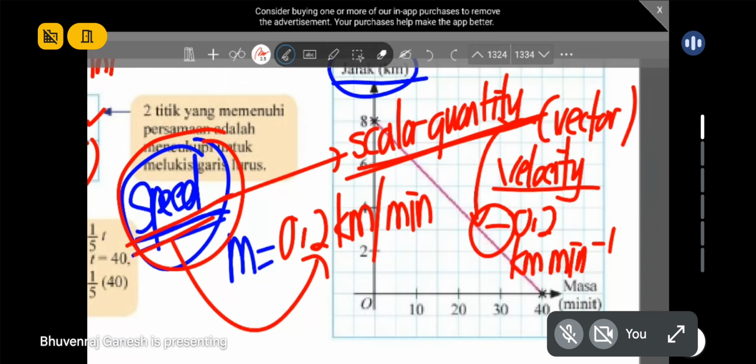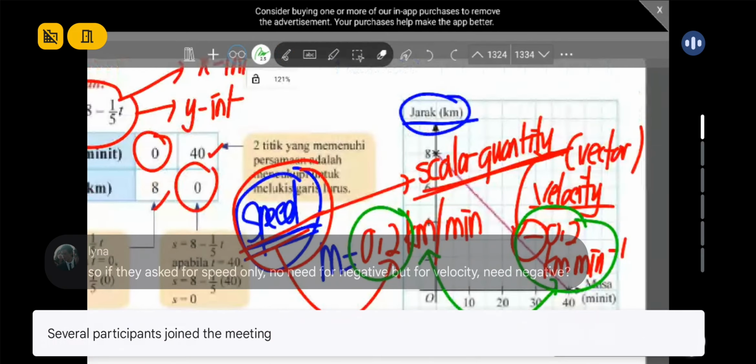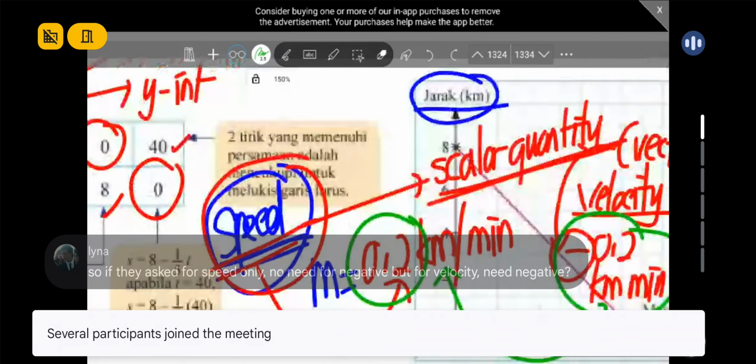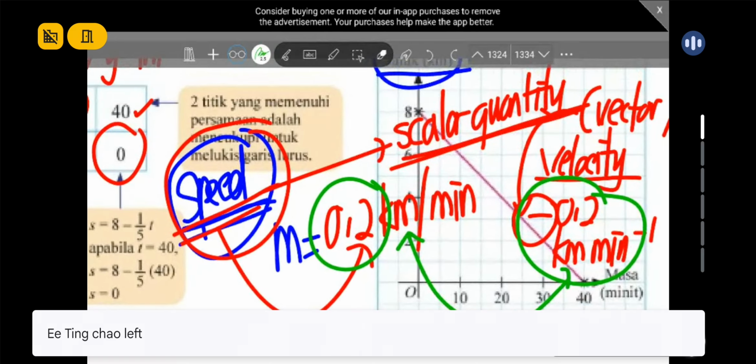So vector quantity you need to see positive or negative. Do you all understand guys the difference over here? Boleh faham perbezaan jawapan kat sini? Satu positif, satu negatif. Scalar, kamu positif. Vector, kamu negatif. That's all. So speed is positive, velocity is negative. Itu saja. Faham? Semua jelas? So this is the concept. So if they ask for speed only, yes, very good. Correct. That is the concept.